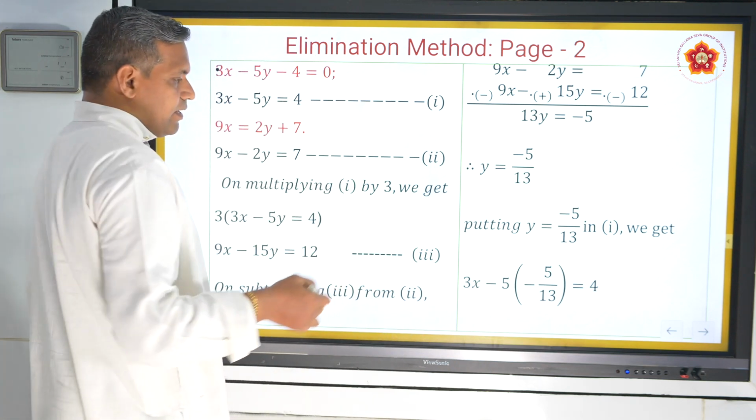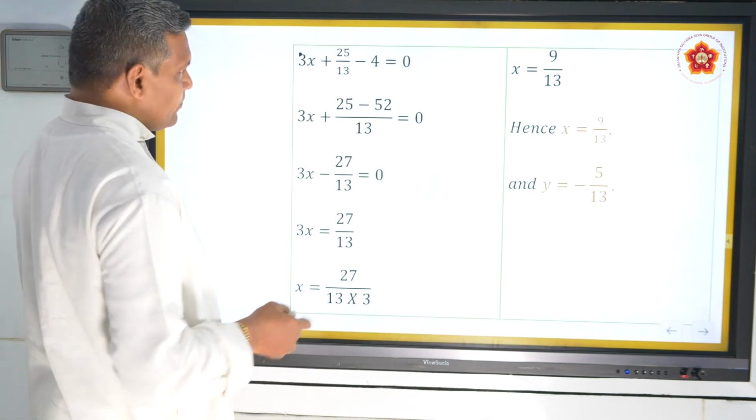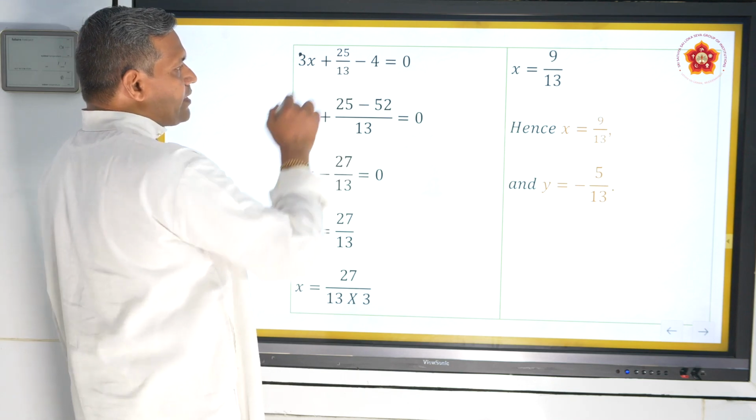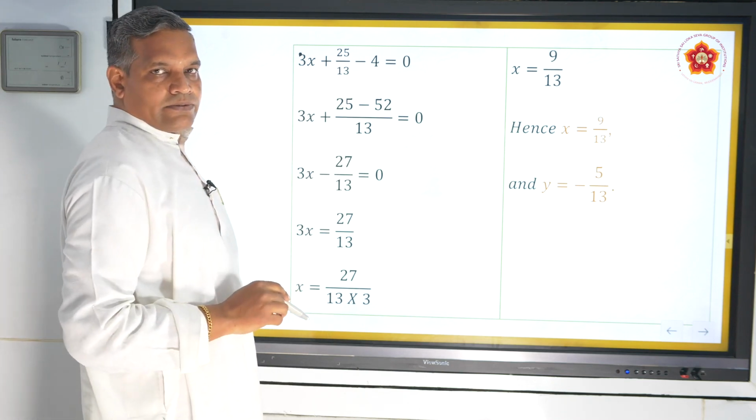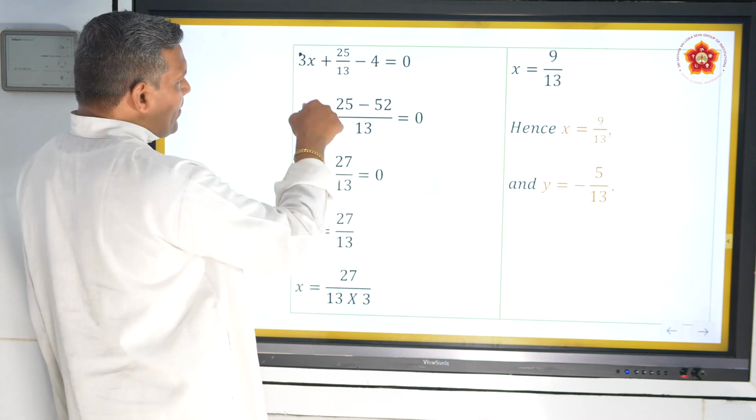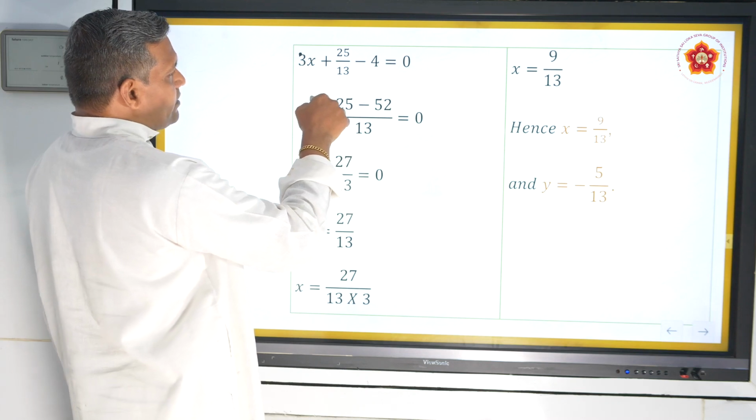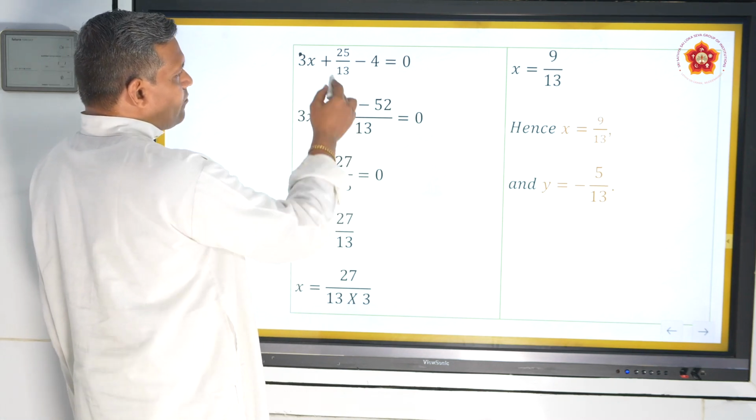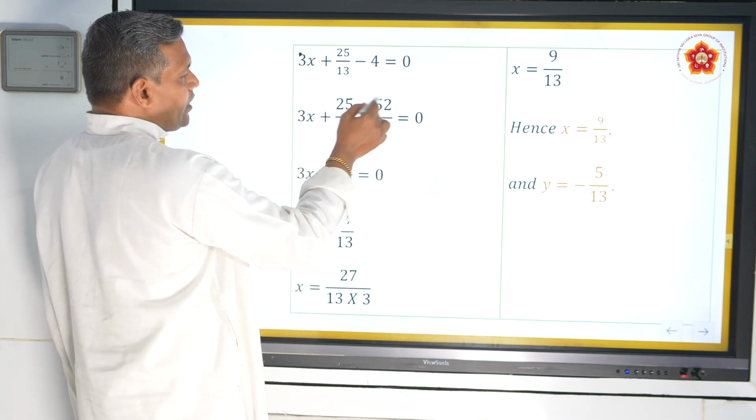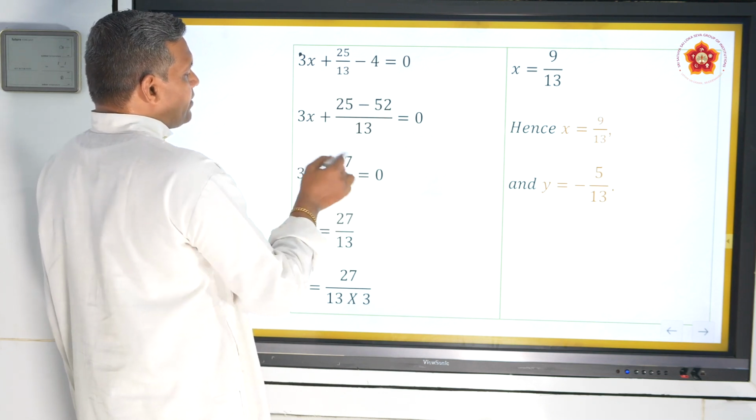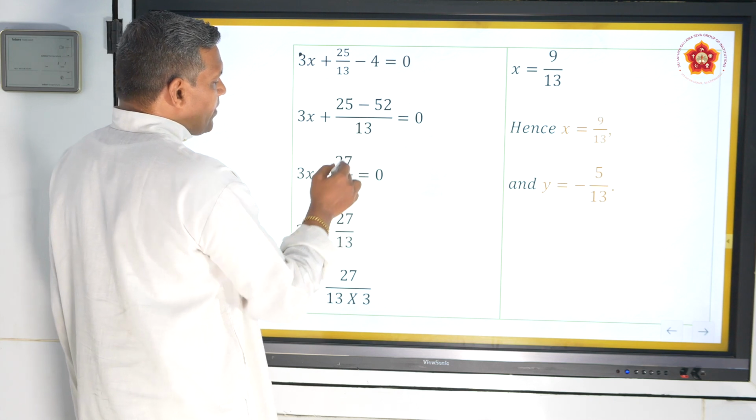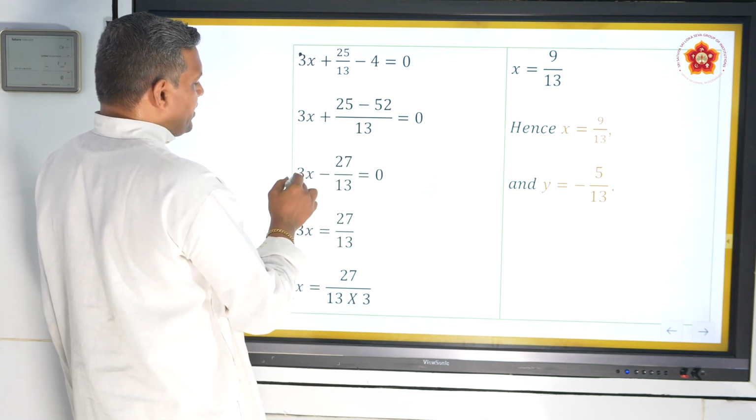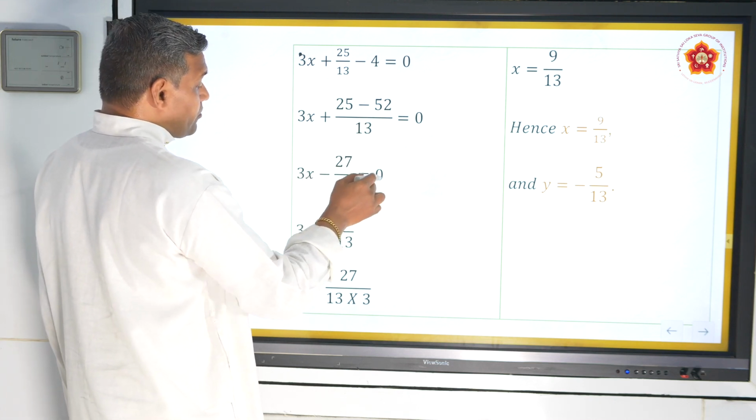Now you see the next slide, you'll understand. 3x plus 25 by 13 minus 4 is equal to 0. Now come back to solving this. What actually should happen here is LCM. 13 is there. 13 fours are 52. So if you take 25 minus 52, 25 minus 52 is equal to minus 27. So 3x minus 27 by 13 is equal to 0.